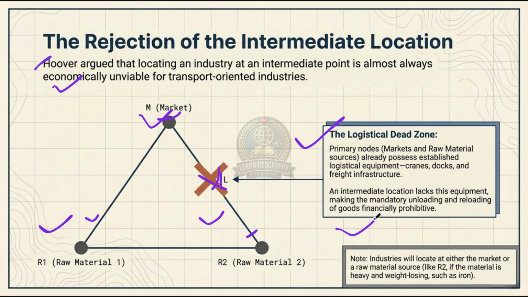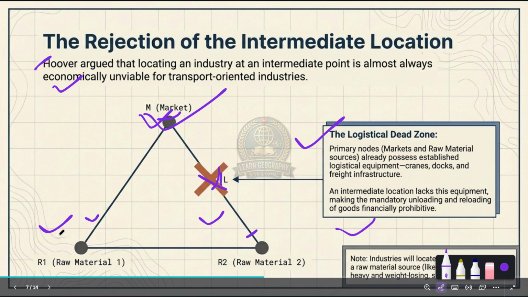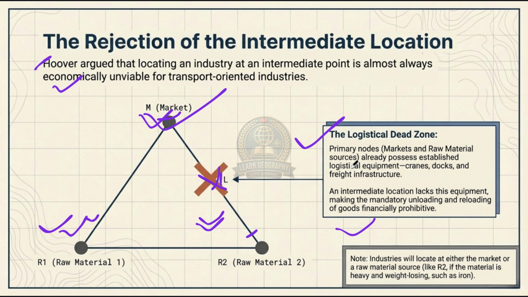Note, industries will locate at either the market or a raw material source like R1 or R2, if the material is heavy and weight-losing, such as iron.